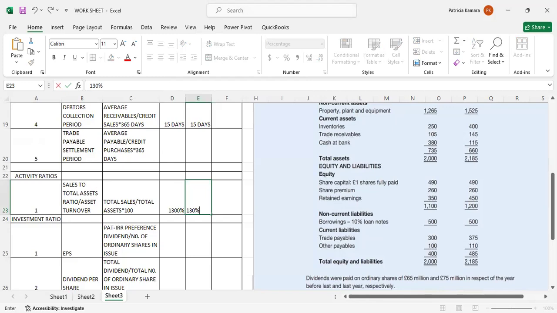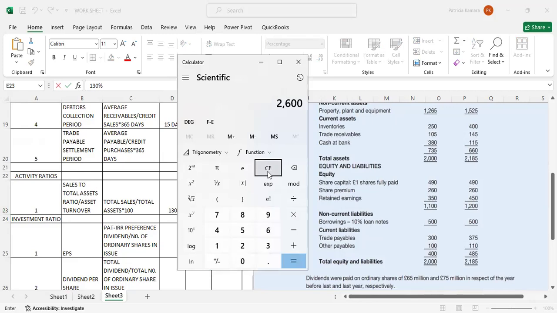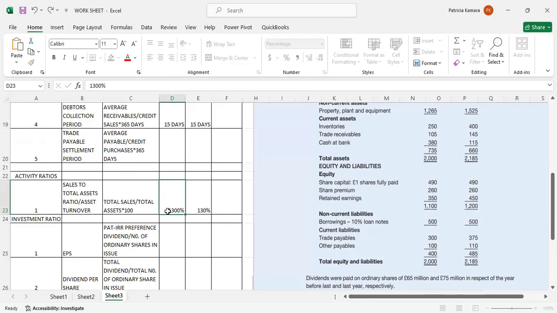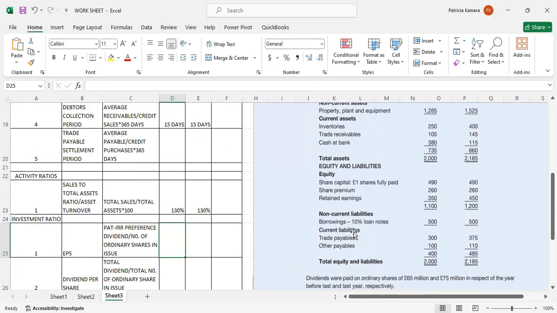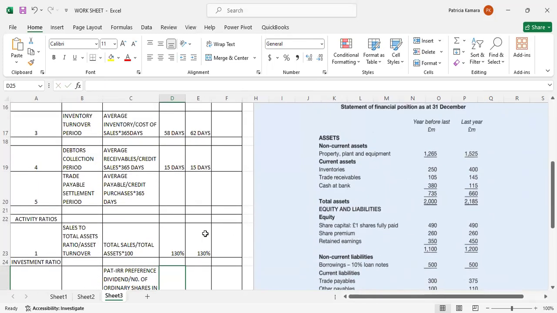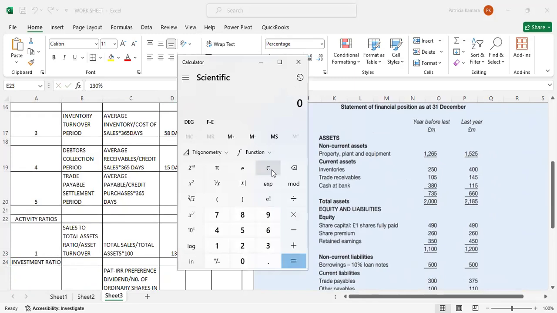So I think we will have to correct this. 2,600 divided by 2,000 is 1.3, times 100. So let's correct this: this is 130, pardon me. We were given our sales figure 2,600 divided by 2,000, which is 1.3 multiplied by 100, so 130%. So let's just reaffirm that.